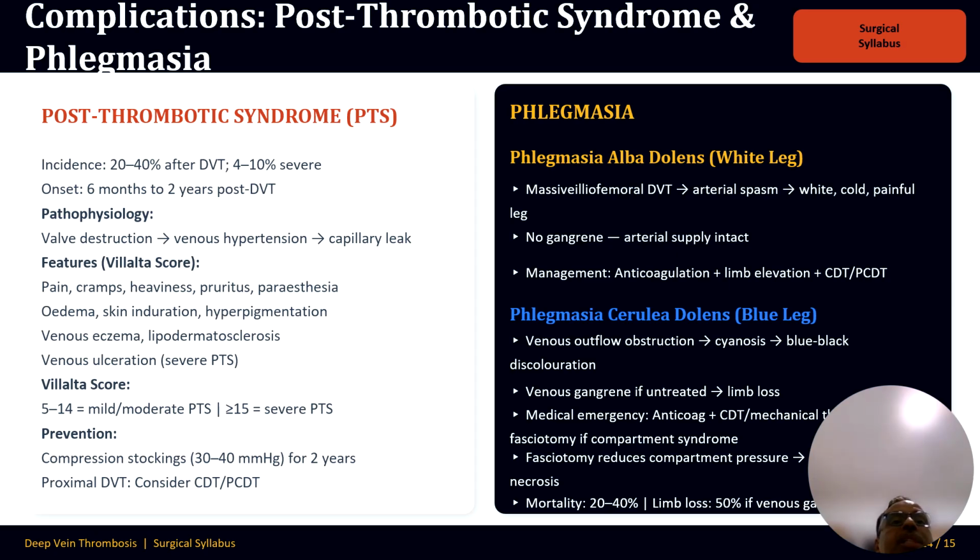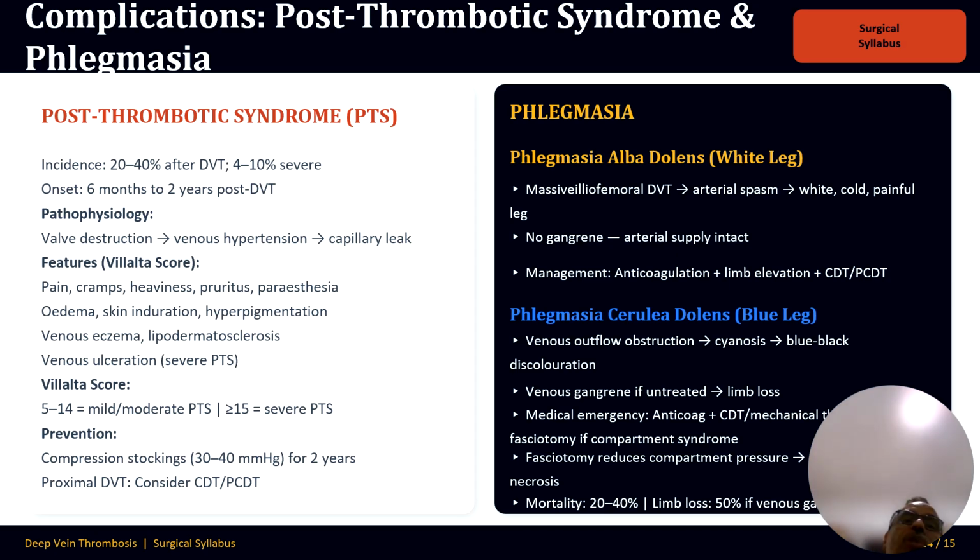There is one scoring system which is used for post-thrombotic syndrome, and this goes by the name of Villalta score. The Villalta score has different criteria for which the points are given, as shown in this slide, like pain, cramps, heaviness, pruritus, paresthesia, hyperpigmentation, venous eczema, and the scores are added. If the Villalta score is 5 to 14, then it signifies a mild to moderate post-thrombotic syndrome. And if it is more than 15, that indicates a severe post-thrombotic syndrome.